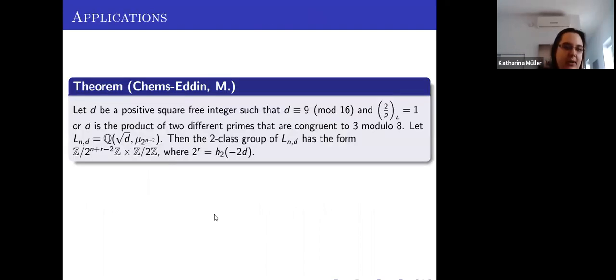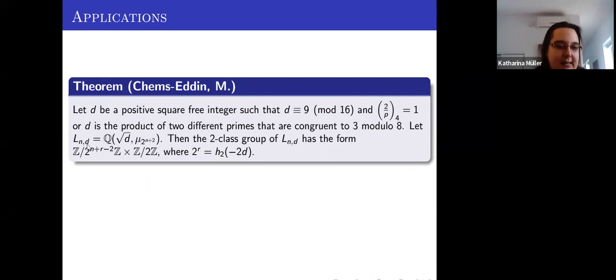And this has the following nice application. It's a theorem proved by me and Shamsuddin. So we let D be a positive square free integer such that D is congruent to 9 mod 16, and the biquadratic symbol (2/P) should be equal to 1, or D is the product of 2 different primes that are congruent to 3 mod 8.